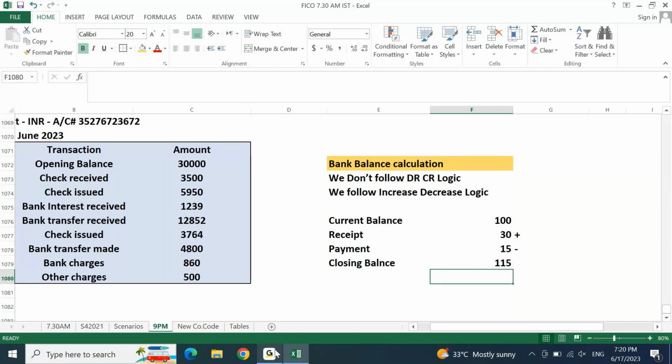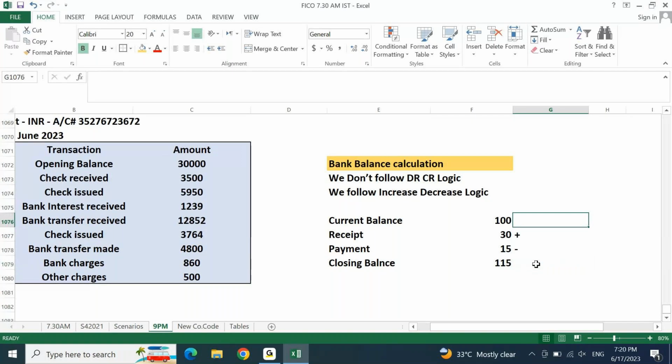Yes. Your current balance is 100. You received 30. It has become 130. From 130 you paid 15. 130 minus 15 is 115. This is how you will be calculating your closing balance. Is this clear why we got 115 here? Any doubt? I did not mention anywhere debit credit, but are you able to understand why 115? Clear?